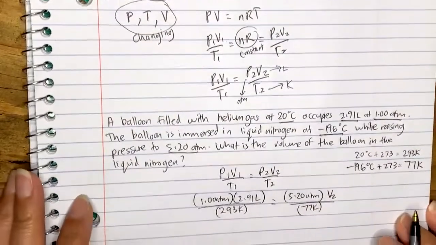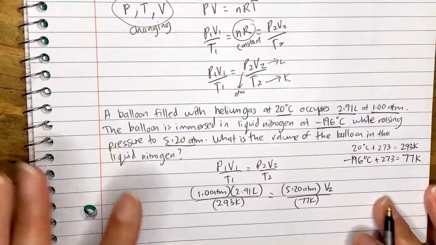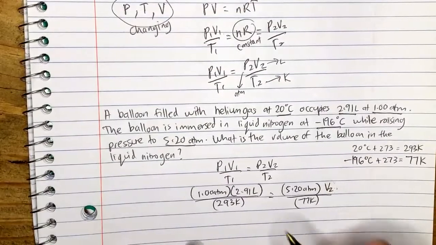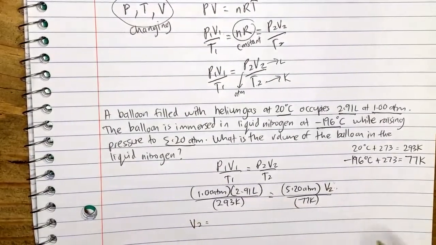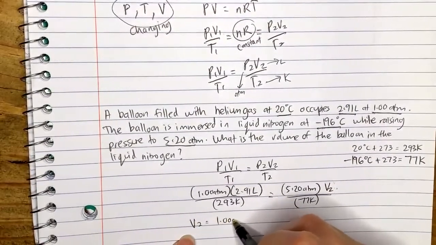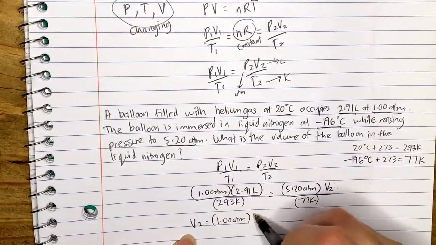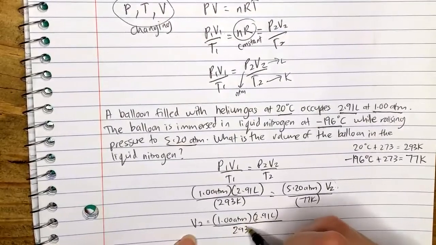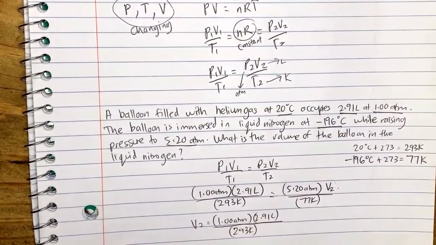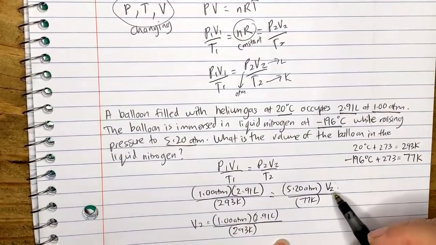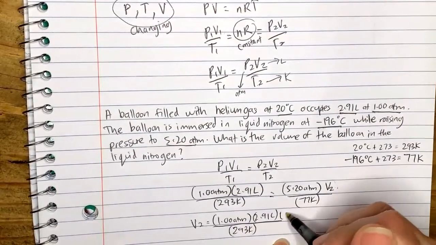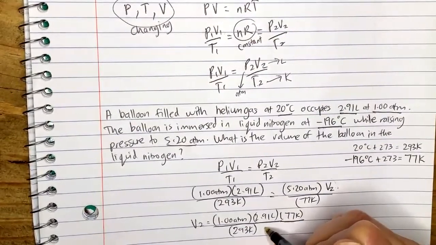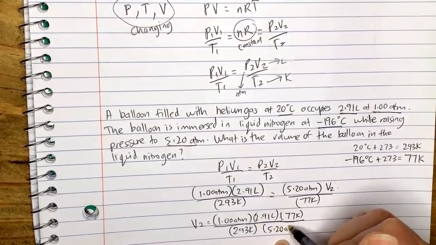This kind of math is like what we were doing earlier. Now you have to solve for V2. I'll write it out for you guys. You have to do 1.00 ATM times 2.91 liters divided by 293 Kelvin. That stuff stays the same. Then you have to solve for V2, so you multiply by 77 Kelvin on the top, and you also divide by 5.20 ATM on the bottom.